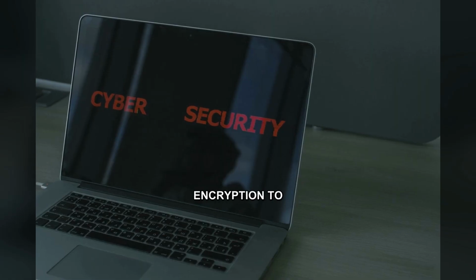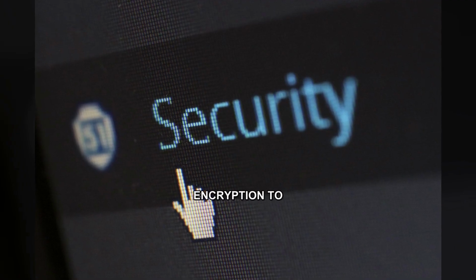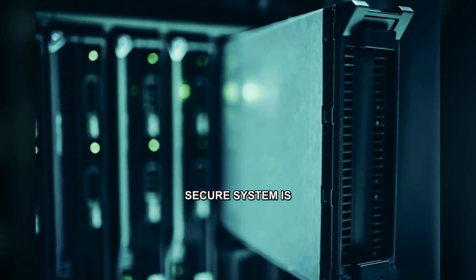Use asymmetric encryption to safely share a key and prove identity. Then use symmetric encryption to actually move the data fast, which is why nearly every secure system is hybrid.